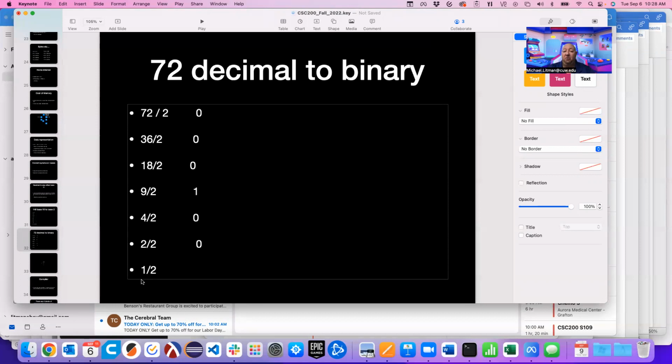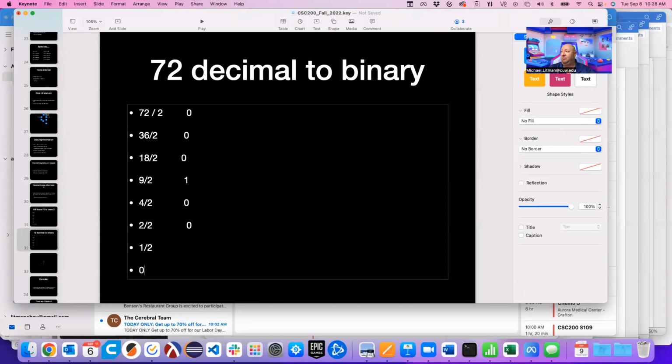1 divided by 2, and this will always be your finishing ninja move, is something that's smaller than what you're dividing it by. So 1 divided by 2, 2 goes into 1 0 times. 0 times 2 is 0, with 1 more to get us to that. We know we're done when we see a 0 right here.